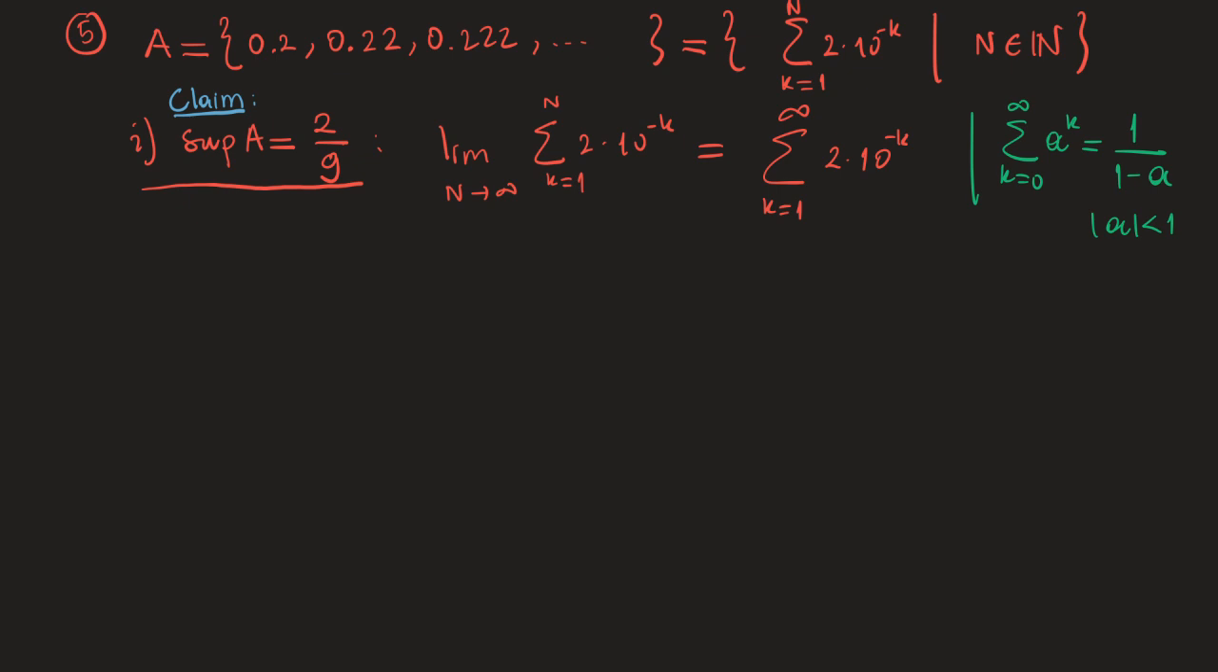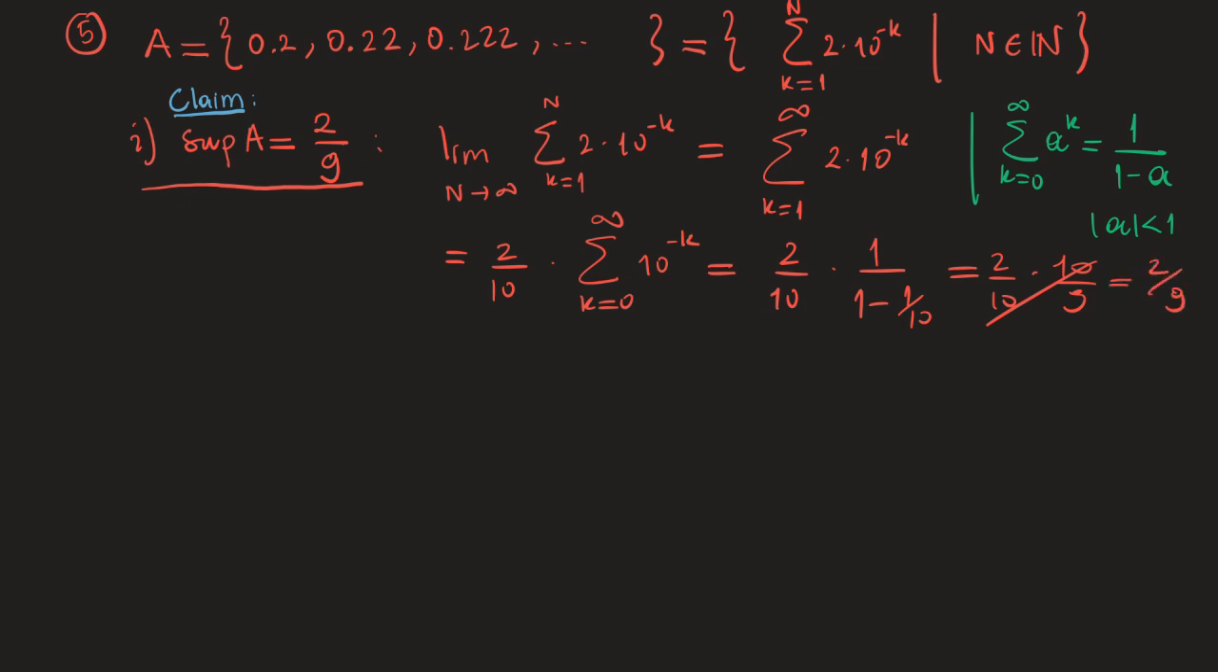So what is our general formula? We can mimic this formula as 2 over 10 multiplied by this infinite series in the geometric form, 10 to the power minus k. As you can see, our a is 1 over 10. So by this formula, we have 2 over 10 times 1 over 1 minus 1 over 10. So this is 2 over 10 times 10 over 9. They cancel, and as you can see, we have proven our claim.